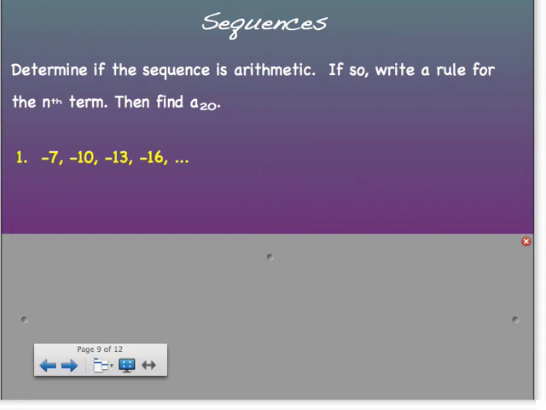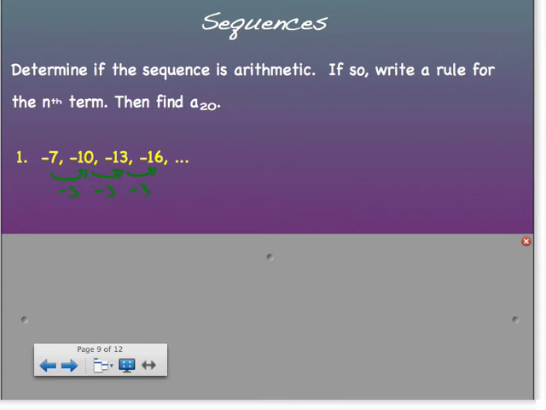If you look at number 1, go ahead and write down number 1: negative 7, negative 10, negative 13, negative 16. I can see from here to here, I'm losing 3. From here to here, I'm losing 3. From here to here, I'm losing 3. Because I was given that, I have to assume that it stays the same the entire time. And if that's the case, I can see that my common difference is -3. Therefore, that definitely is arithmetic.